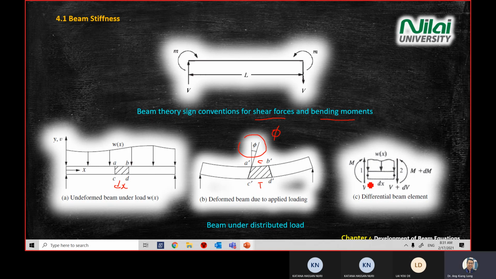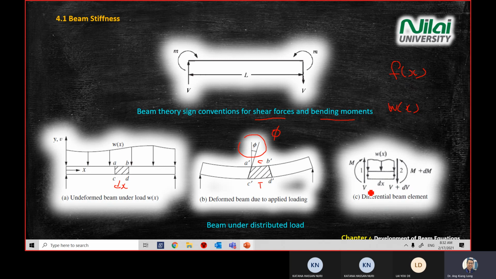Under the loading of w(x), w(x) is a distributed load function along x. It just means it's the same as when you write F(x). So in this case, it's a load as a function of x. So you have a load function on a small element, dx. On the left-hand side, you have V. On the right-hand side, you have V plus dV.